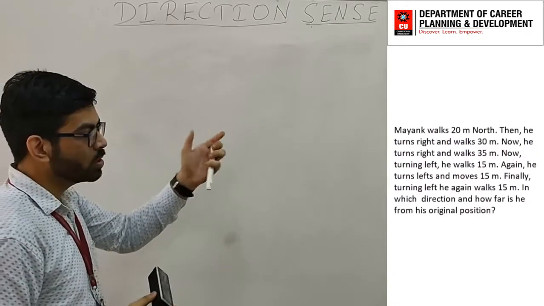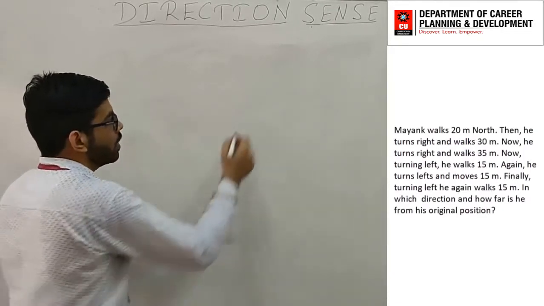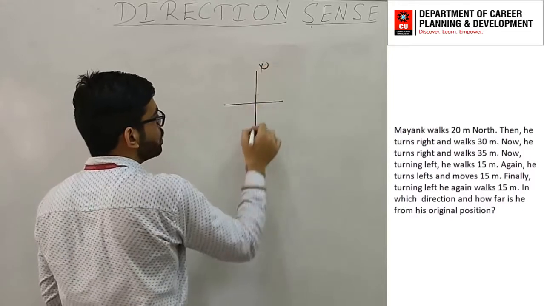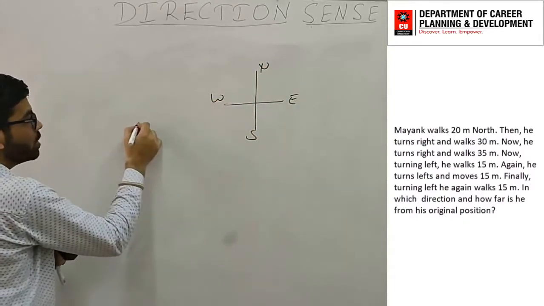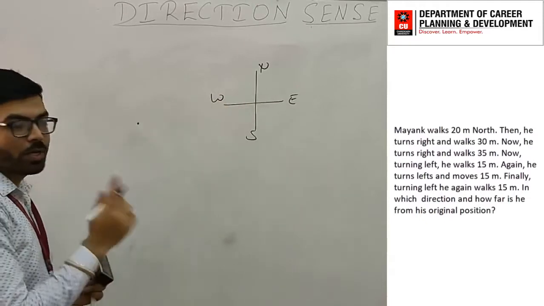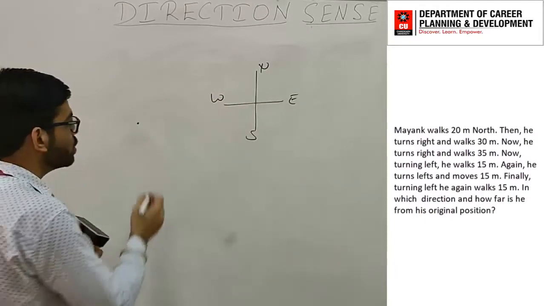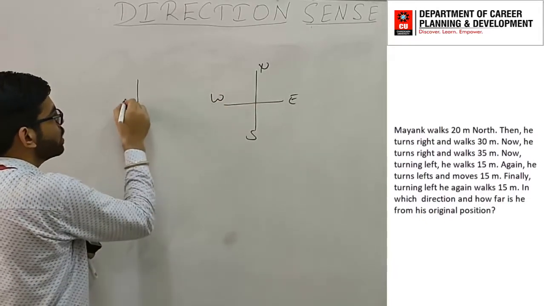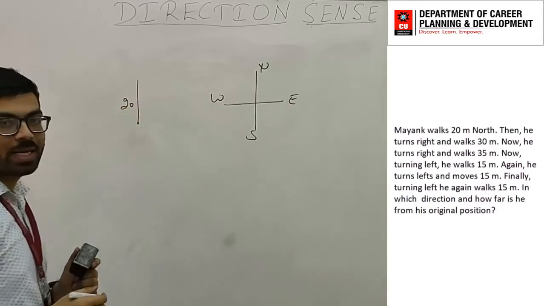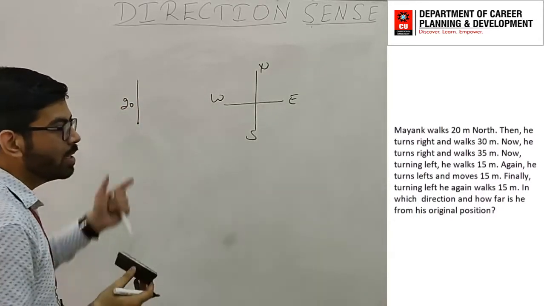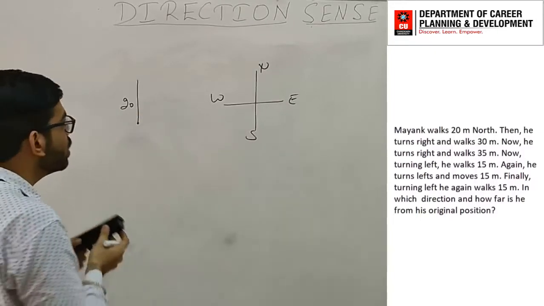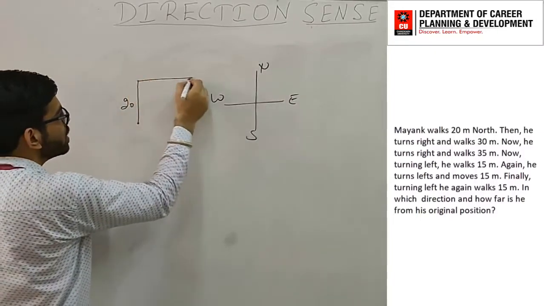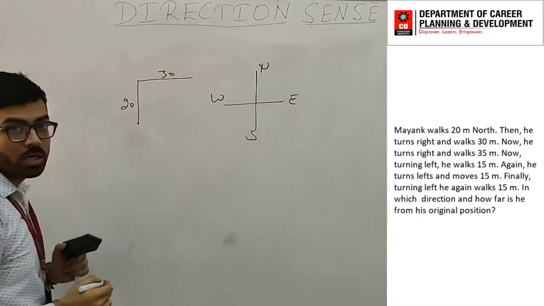Person walks 20 meter towards north. Again north, south, east, west. Starting point is your the equator point. First line says that the 20 meter towards north. So from here, north direction, which is 20 meter. Now move to the next line. Next line says then he turned his right and walked 30 meter. So right of this person will be this much, and distance was 30 meter.